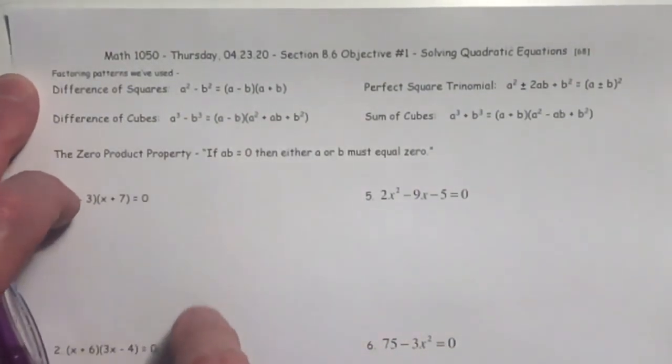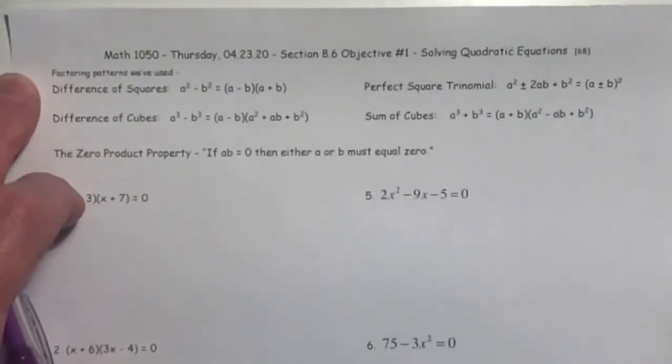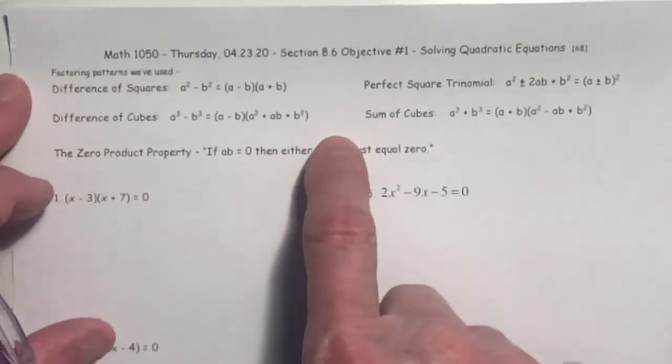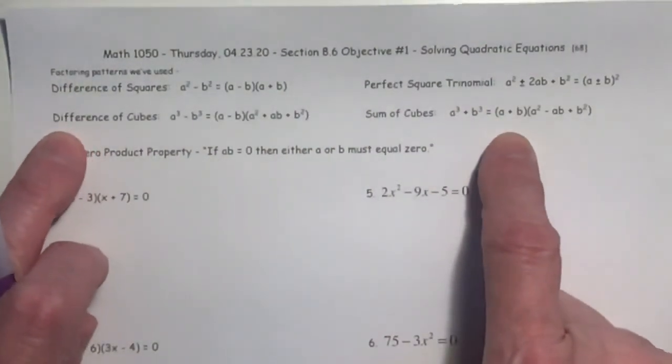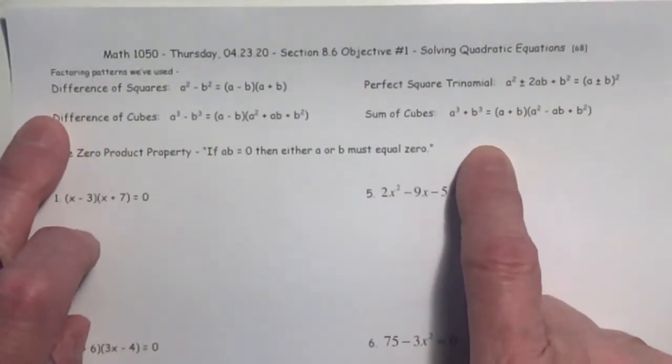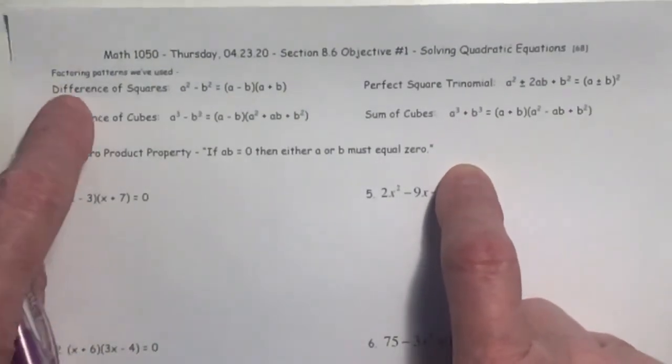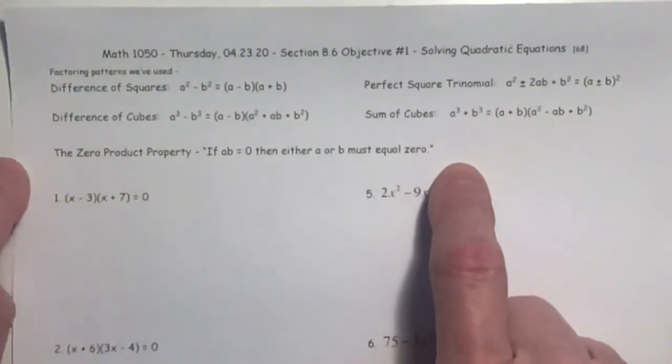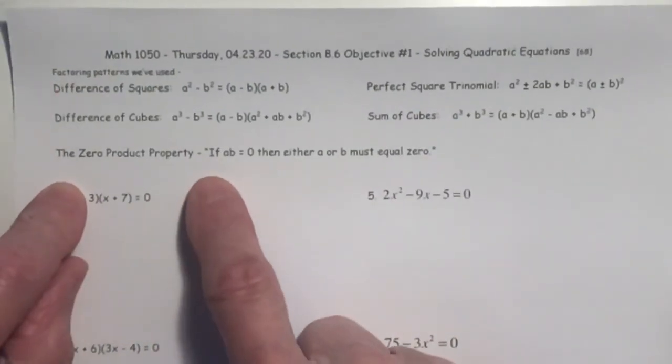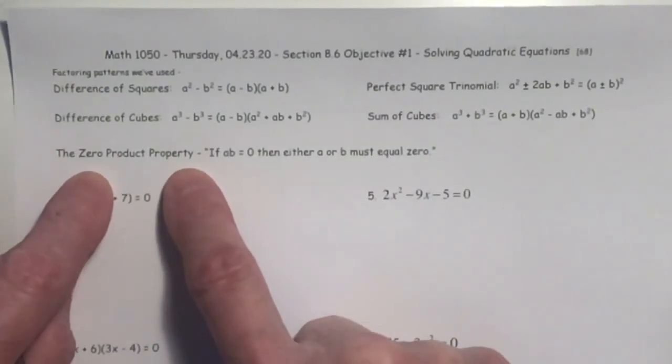And at the top of the paper, there's the reminder of the factoring patterns we've been working with the past few days. And I don't need to read them to you. What's new for today is this. This is called the zero product property.